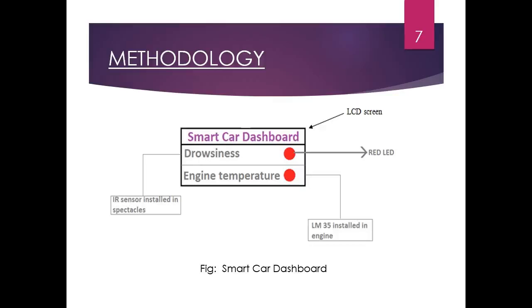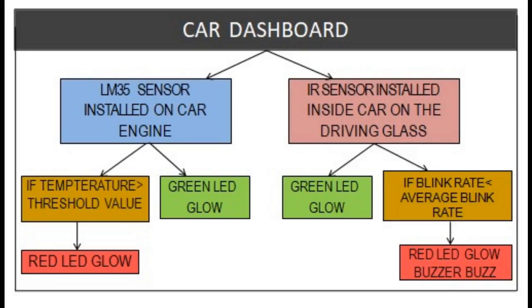In this methodology section, an LCD screen will be placed on the car dashboard. The driver will be able to see the state of drowsiness and the engine temperature via the use of an LM35 temperature sensor, which will be installed in the engine, and the IR sensor, which will be installed in the spectacles. This is the flowchart of the car dashboard.